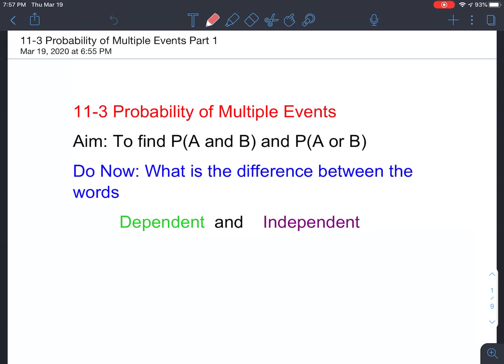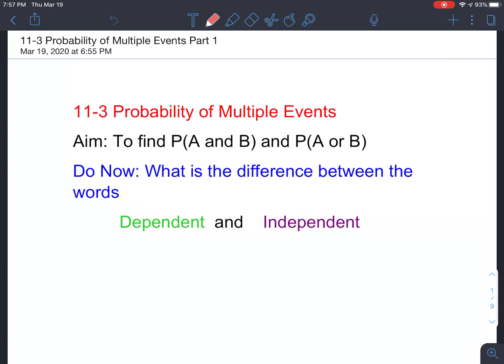Hey guys, here's a video for 11-3, probability of multiple events. This is a two-part video, so this is part one of it. The aim for today is to find the probability, right? Remember that symbol from yesterday of A and B, and the probability of A or B. A and B being two different events.